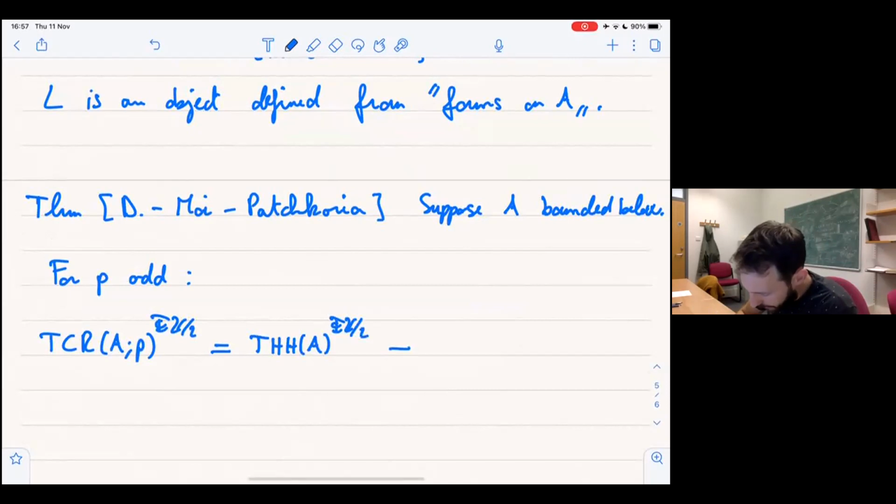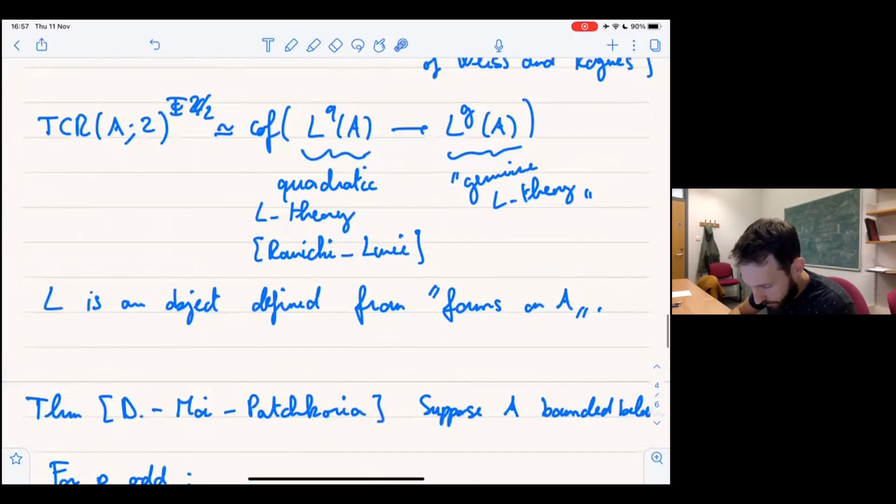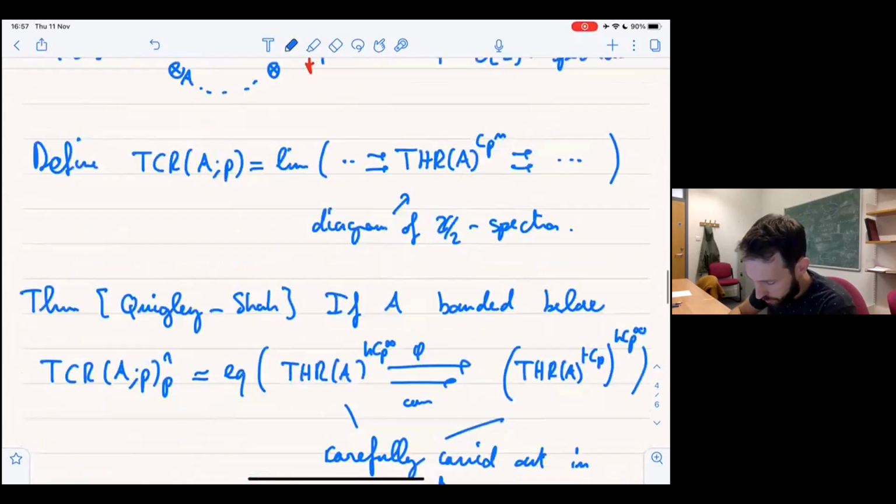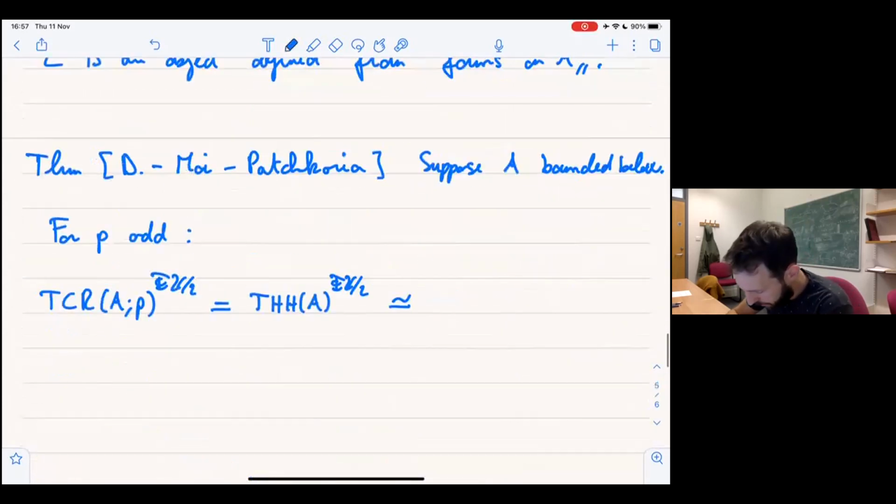And moreover, this is equivalent. I mean, this is actually quite straightforward from the definition I gave. What happens if you take geometric fixed points? Everything is monoidal. So you get the geometric fixed points of this, tensor the geometric fixed points of the same thing, over the geometric fixed points of the norm, which is A. So I should have probably said this formula before, but let me put it now. So you get the geometric fixed points of A, tensor the geometric fixed points of A, over A.